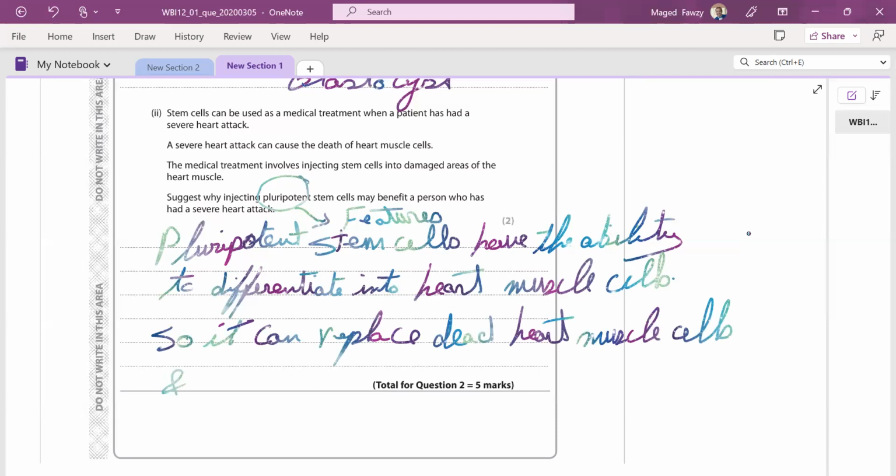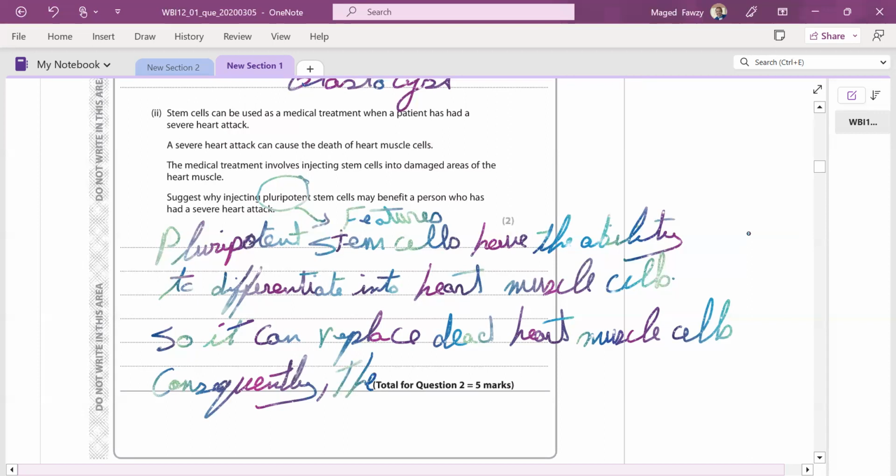And of course you cannot write "and" like this in the exam. You will write "and", or you can write "consequently". It's okay, just to show him your English skills. The heart. Of course, if you don't want to do this, no problem at all, write "so". It's not necessary, I know you get frustrated quickly. Okay, so the heart, or consequently the heart, will have improved function.